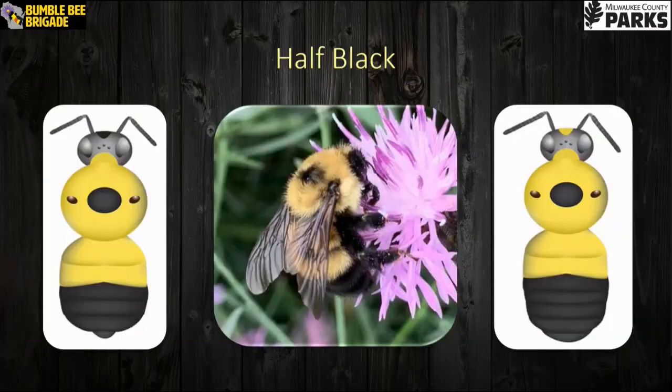Half-blacks are generally smaller bumblebees with a completely yellow T1 and T2. They have a small black spot on the thorax, and the vertex is yellow, with females having a black face and males a yellow one.